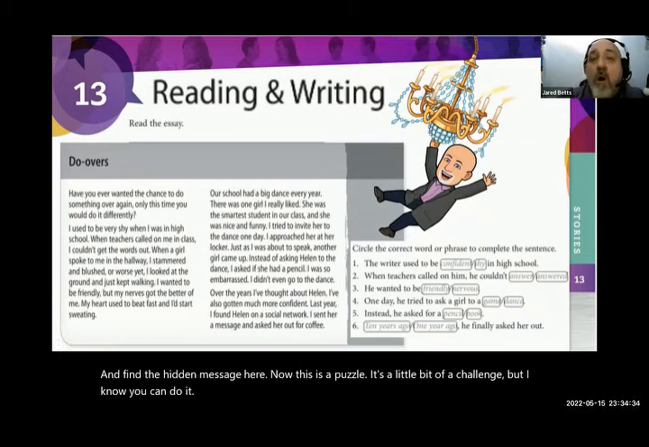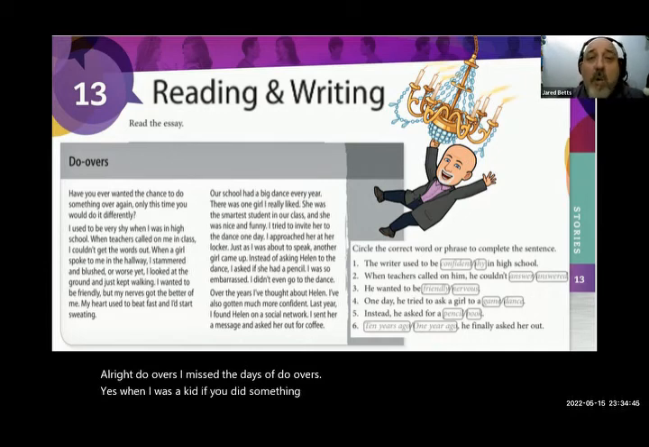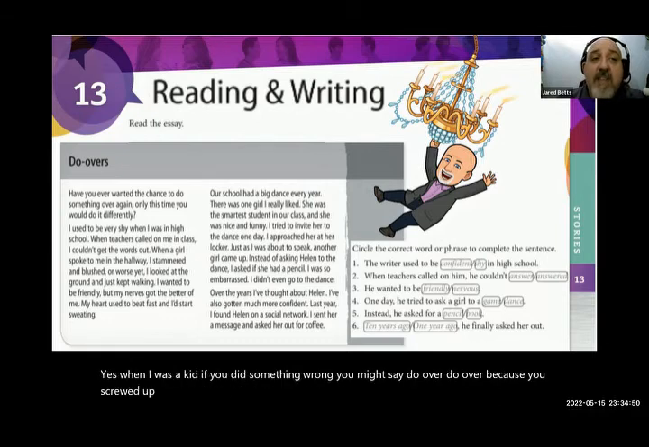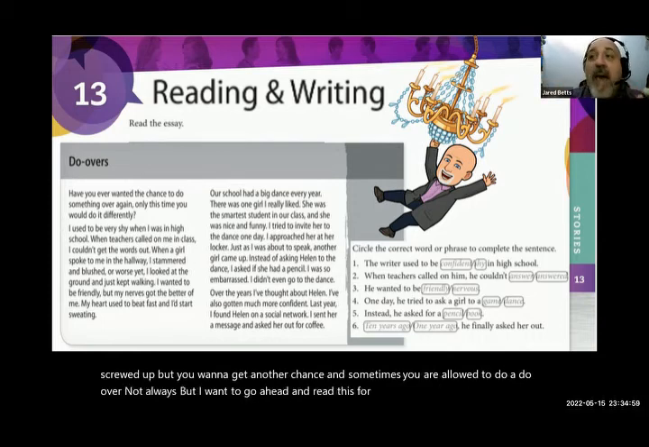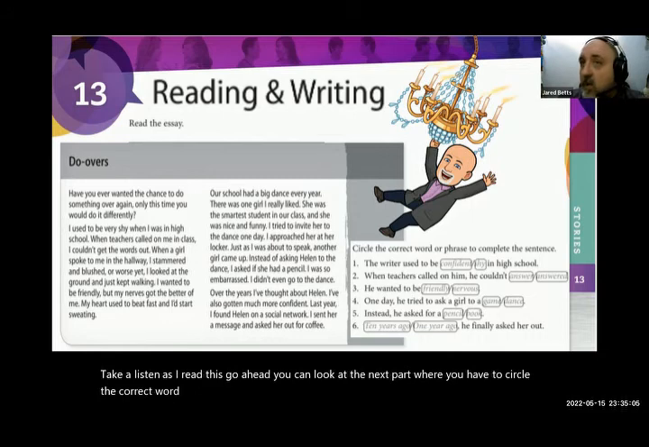All right, do-overs. Oh, I miss the days of do-overs. Yes, when I was a kid, if you did something wrong, you might say, do-over, because you know you screwed up, but you want to get another chance. And sometimes you are allowed to do a do-over, not always. But I want to go ahead and read this for you. Take a listen. As I read this, you can look at the next part where you're going to have to circle the correct word or phrase that completes the sentence. So take a listen.